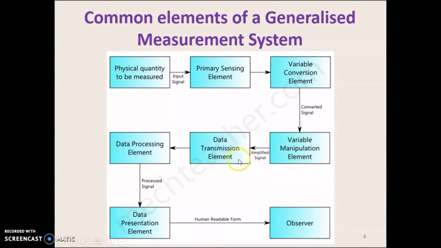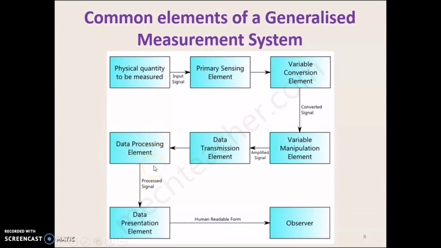Now this amplified signal is fed into the data transmission element. The purpose of this transmission element is purely transmission only. It doesn't change the form of the signal. It just transmits the amplified signal from here to this processing element. It is just like a carrier, just like a wire carrying current. This data processing element is nothing but the mother of the processor.